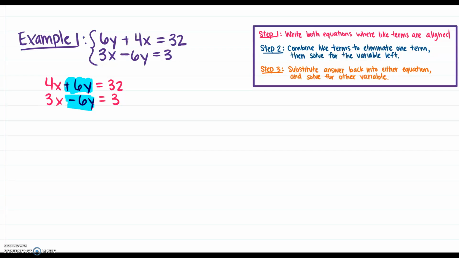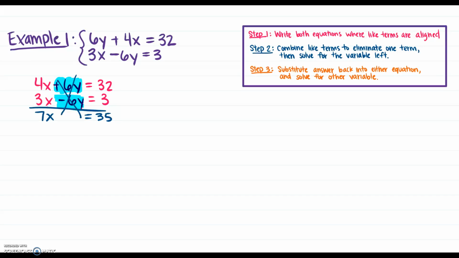So in step 2, when I combine my like terms to eliminate one term, I'm going to go straight down. 4x plus 3x, they're both positive. That gives me a 7x. And then positive 6y and negative 6y cancel out to leave me nothing. And 32 plus 3 is 35. So I have 7x equals 35. Then I can just solve for x. Divide both sides by 7. And x is 5. Then I can move on to step 3.